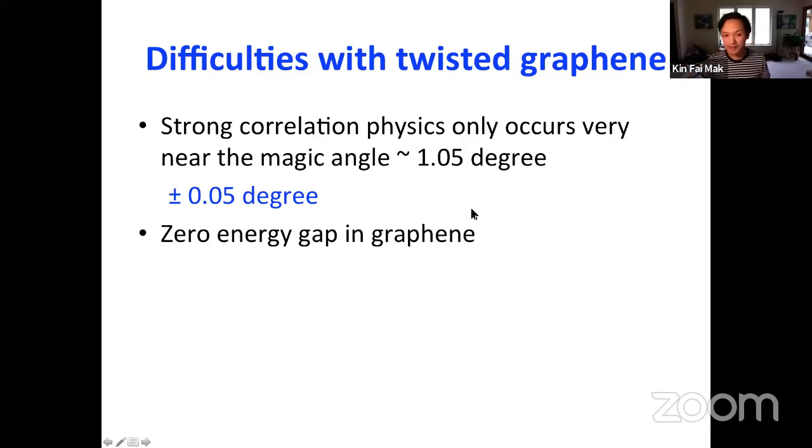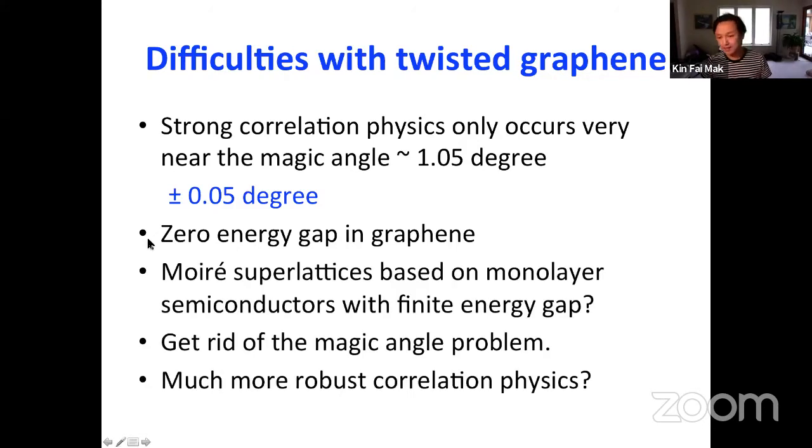And the reason that this strong correlation physics is so sensitive to the twist angle is because of the Dirac-cone, or the zero energy gap nature in graphene. Okay. So can we build a Moiré superlattice structure that also exhibits very interesting correlation physics, but at the same time we can get rid of the magic angle problem? I call it the problem here. And so the right thing to look for is materials already with an energy gap, not like graphene with zero energy gap, but materials with an energy gap, so that maybe the strong correlation physics from these Moiré superlattices can be more robust.